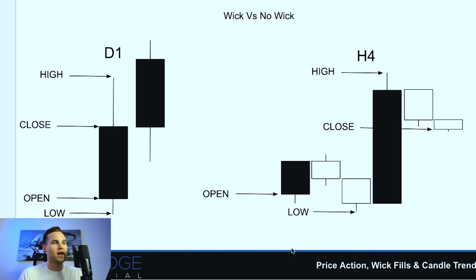If this is an uptrend, we see higher high, higher low, higher high, higher low. What do you expect? We usually expect it to go to a higher high, so the trend to continue more often than not. That's how this works.